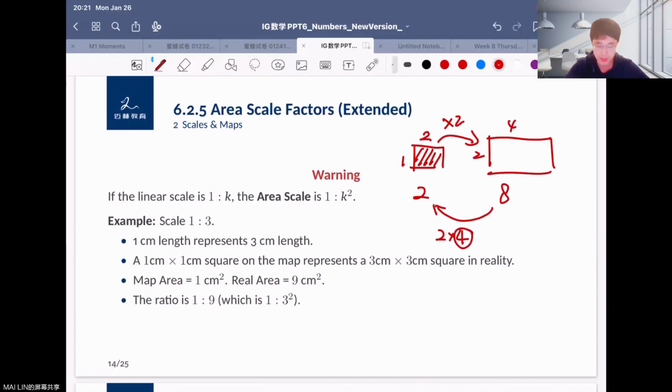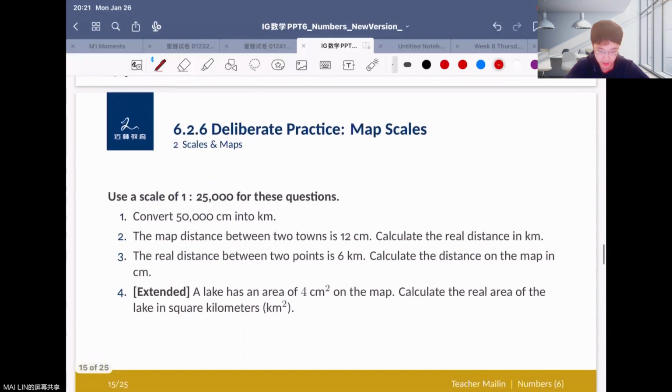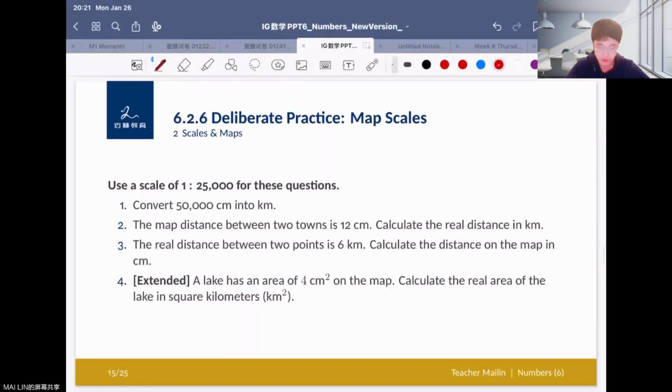So also for a scale of 1 versus 3, that means the area versus the scale is 1 versus 9, right? 1 squared versus 3 squared, okay? That is for the ratio. So how can we use this? Here are some questions for you, okay?